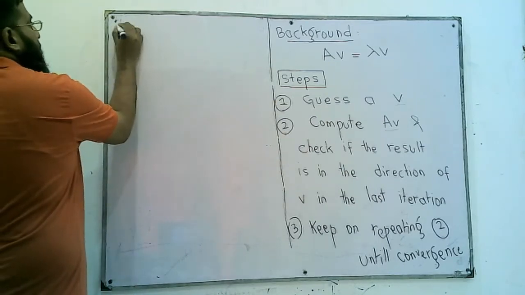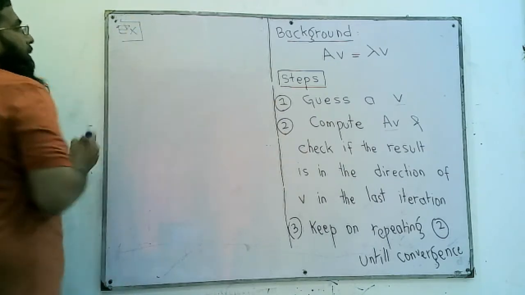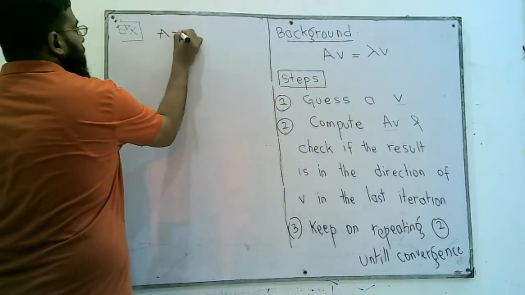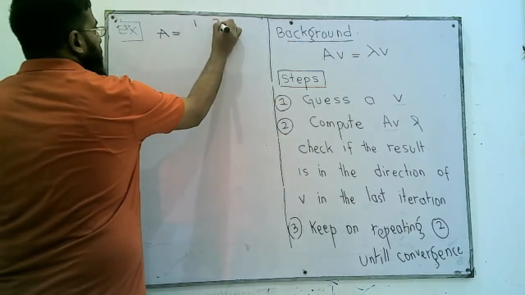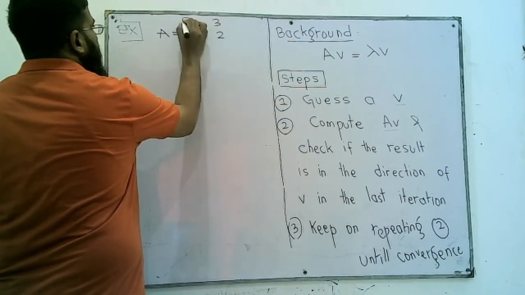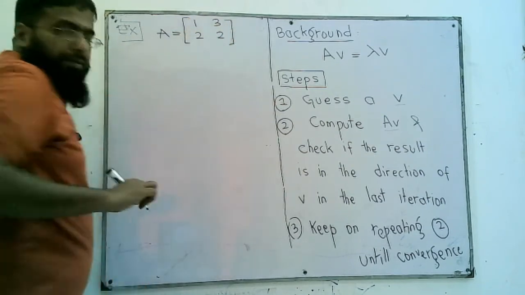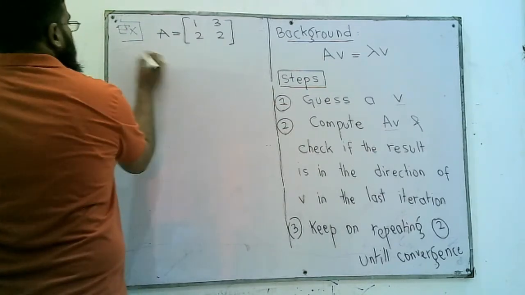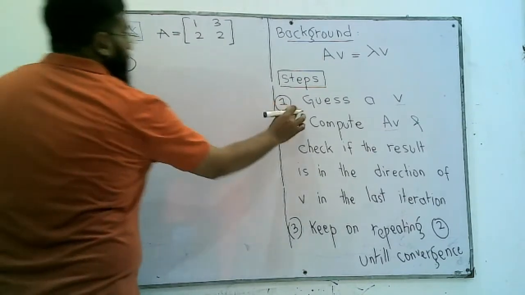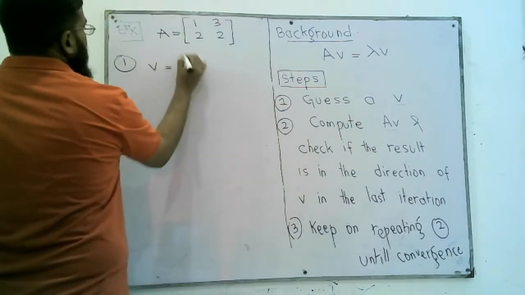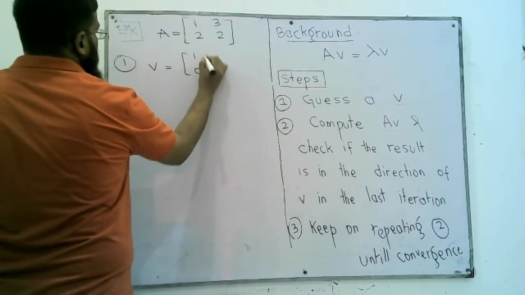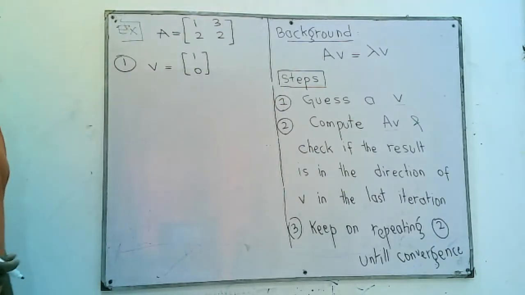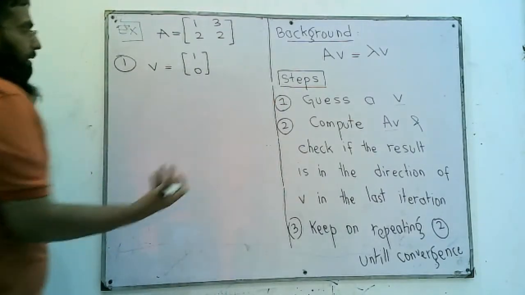To better understand, let's start with a square matrix A, given as [1 3; 2 2]. It's a 2 by 2 square matrix. Step number 1: guess a value of V. You can guess any value. Let's start with [1 0]. It's not an eigenvector, it's my initial guess for the eigenvector. Let's check whether it's an eigenvector or not.